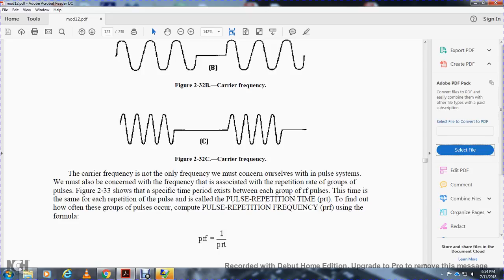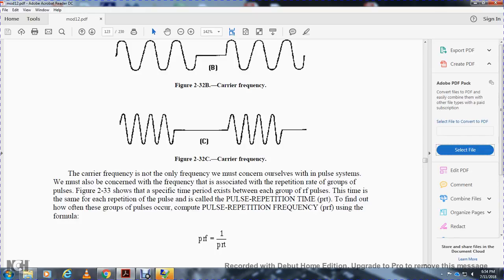Not only the carrier frequency must be considered with the pulse system. We must also consider the frequency associated with the repetition rate of the groups of pulses. Figure 232 shows the specific time period that exists between each group of radio frequency pulses. The time is the same for each repetition, and is called the pulse repetition time.